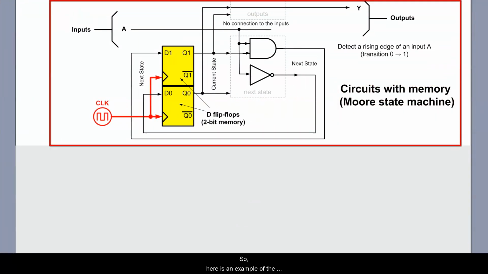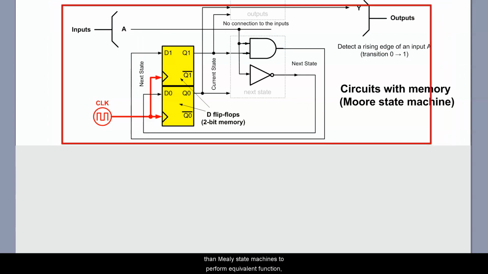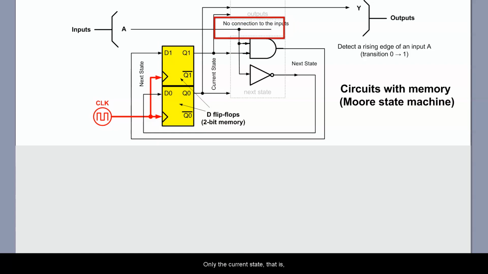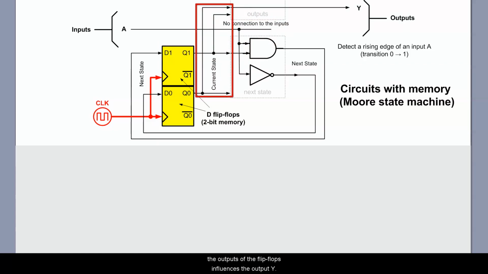So here is an example of the circuit to perform the same function as the previous Mealy circuit, that is, to detect a rising edge of the input A. Moore state machines typically require more states than Mealy state machines to perform an equivalent function, which you can see here by the presence of two D flip-flops. On the other hand, there is no direct connection between the input A and the combinational logic for the output Y. Only the current state, that is, the outputs of the flip-flops, influence the output Y.